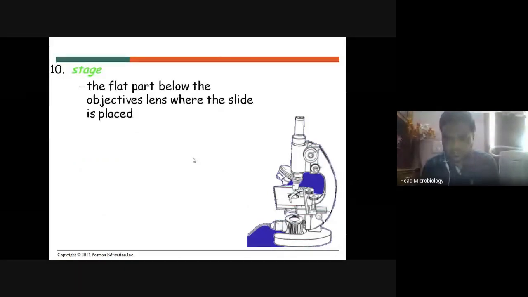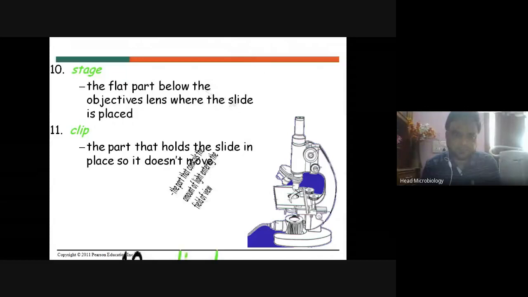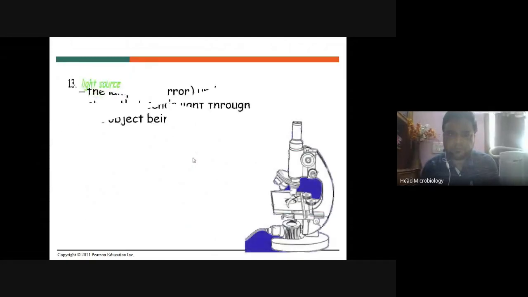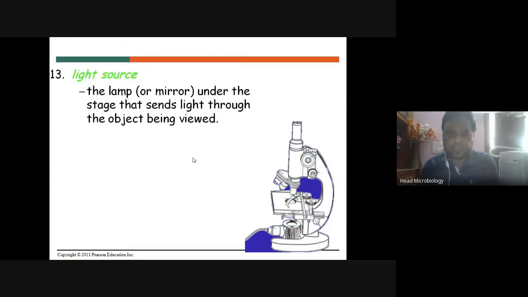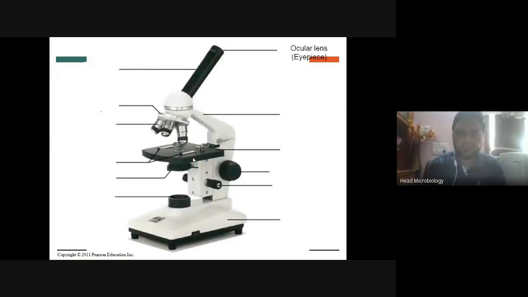The stage is where we keep the slides, with the clips to fix the slides, and the diaphragm to regulate the light that is passing through it. And the light source is a lamp or a mirror. In olden microscopes, only a mirror used to be there. It is a concave mirror. Then the base. So these are the parts, just to recollect.